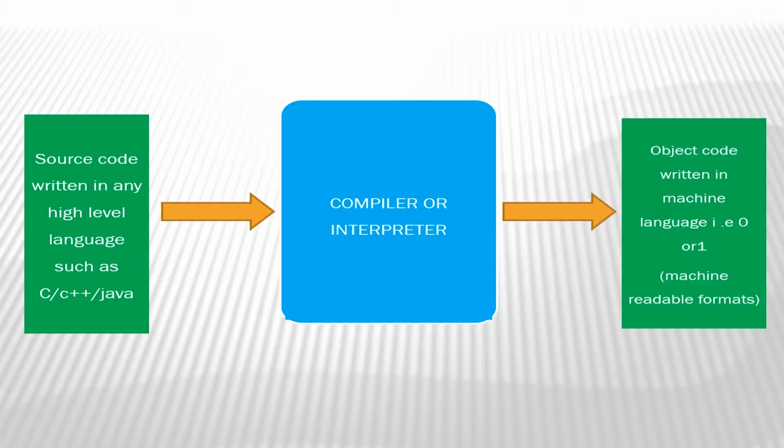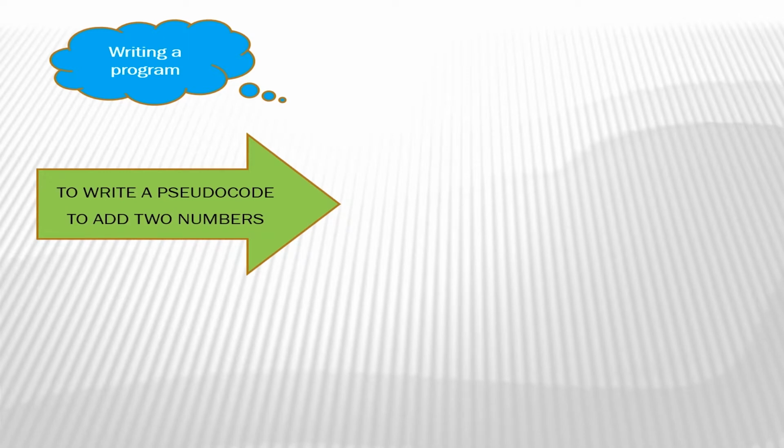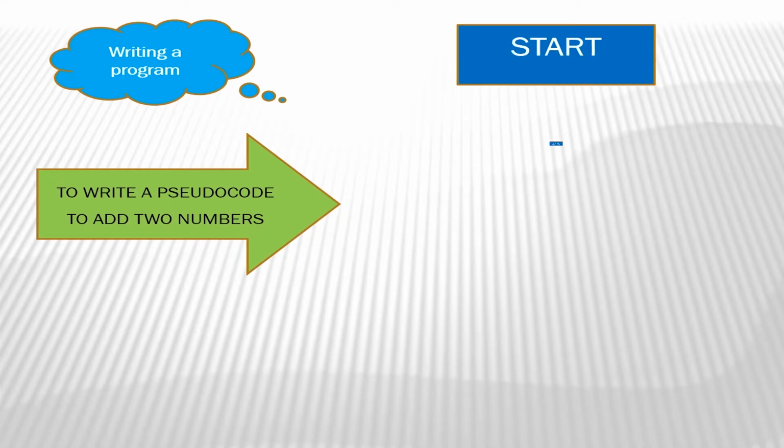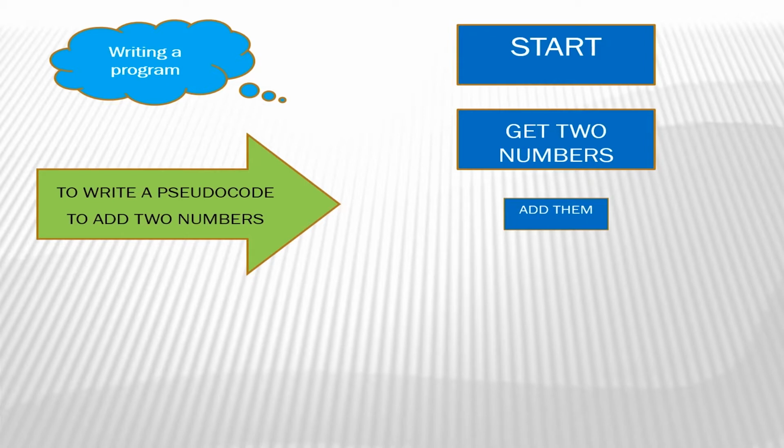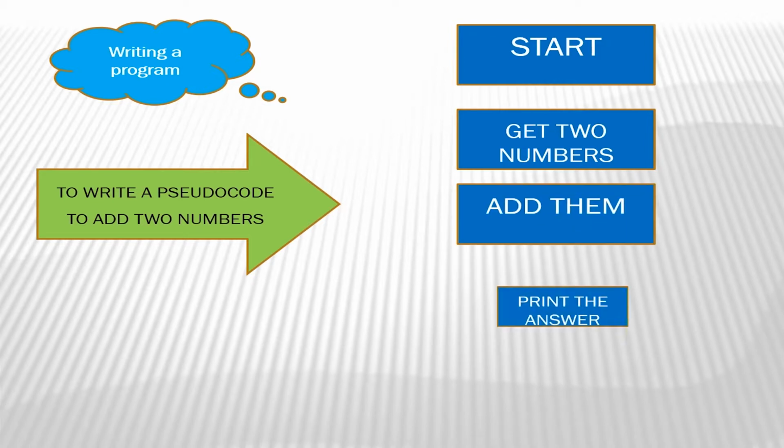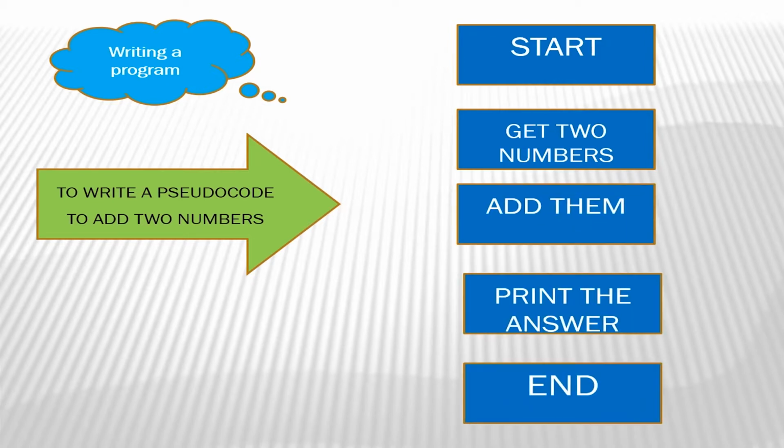So when writing a program, first of all, decide which steps are needed to complete any task systematically and in what sequential order. Then write a pseudocode for it. For example, when writing a program to add two numbers, we can write it as follows: start, get two numbers, add them, print the answer, end.